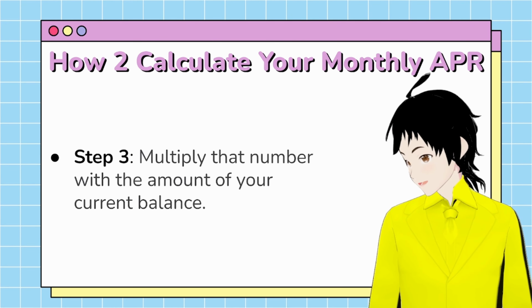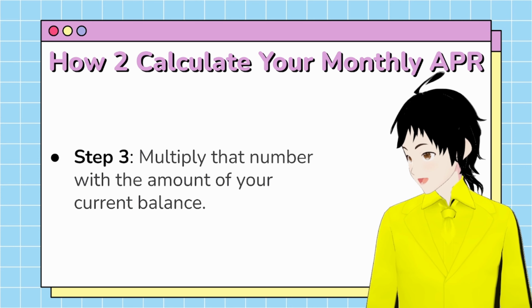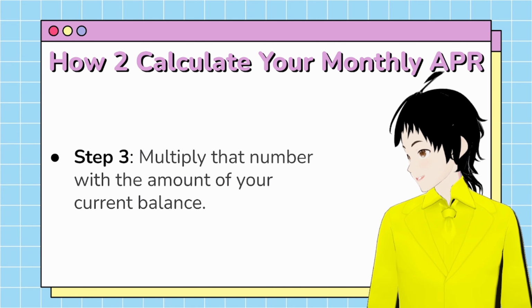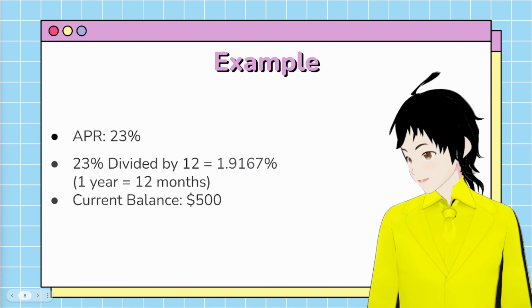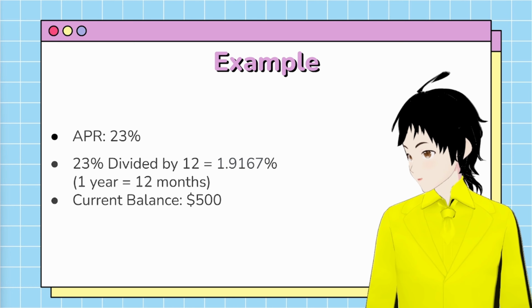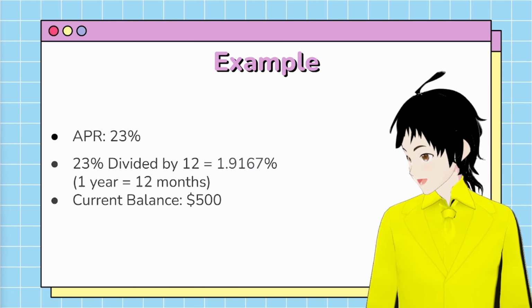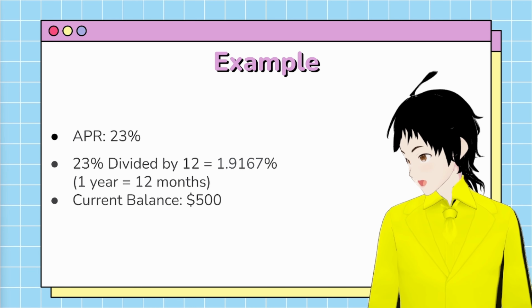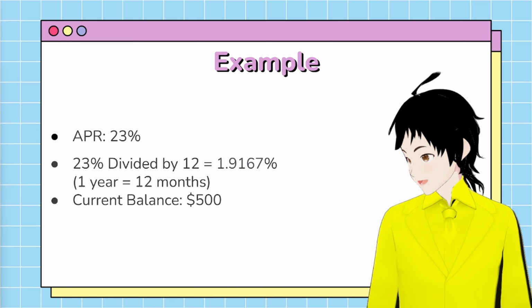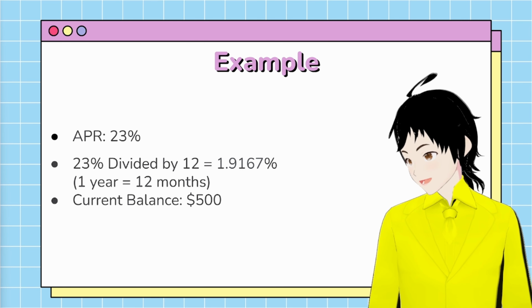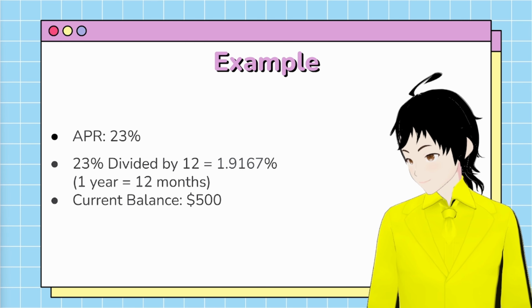All right, onward to step 3. Step 3, we're going to multiply that number with the amount of your current balance. Let's see what that's like. Straight from step 2, we're going to continue off this. Let's assume that the current balance is $500. Imagine you spent this amount buying a new PS5 or something, and that the total is an even $500. You didn't pay the full amount at the end of the month, and now we are here.